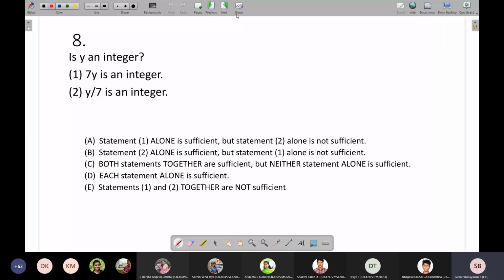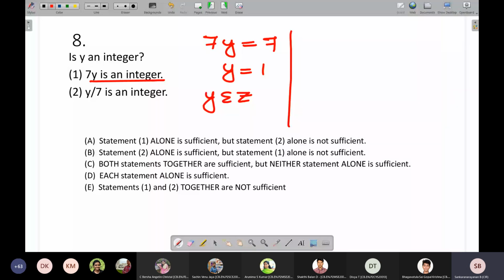Question number 8. The question is, is y an integer? This is the question. They say 7y is an integer. If they say 7y is an integer, I take 7y is equal to 7. This gets me y is equal to 1. So I can say that y is an integer. Okay, so from statement 1 alone, I am getting y as an integer in one instance.